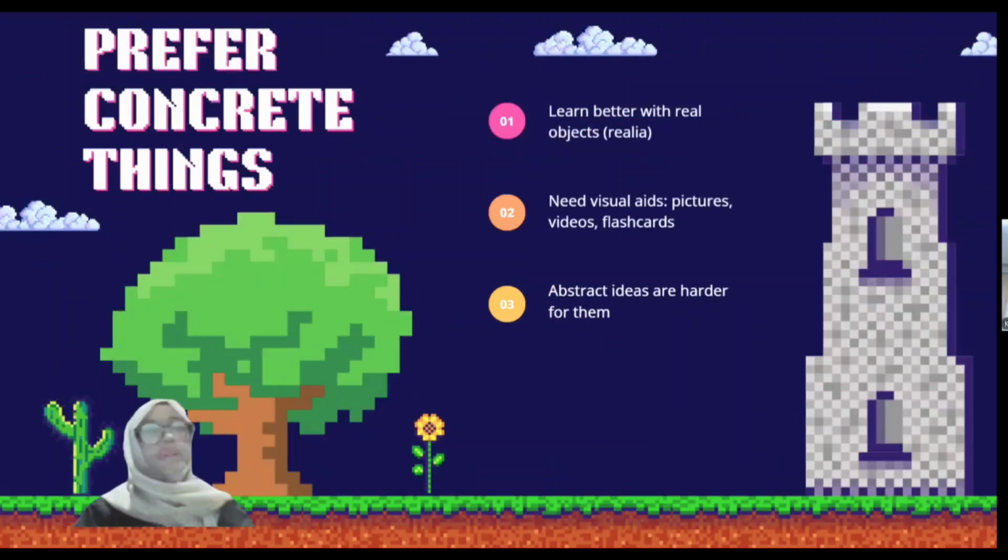Next is prefer concrete things. Children can understand better when they see or touch something real. Abstract ideas are very difficult for them. Then the teacher should use real objects, pictures, or demonstrations.